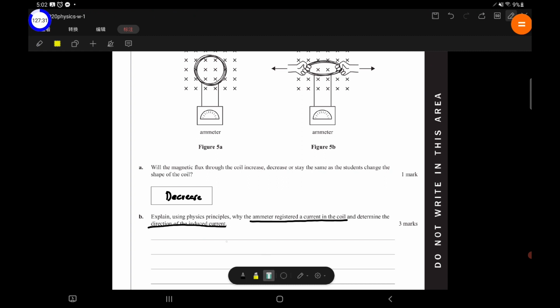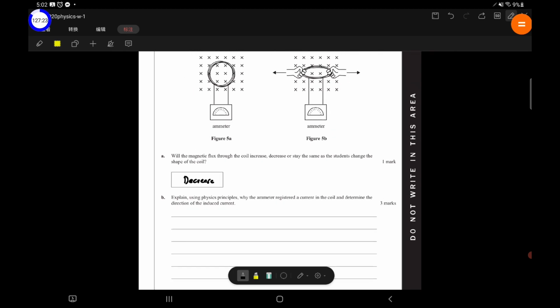Now explain using physics principles why this ammeter registers a current in the coil, and explain the direction of the induced current. All right.